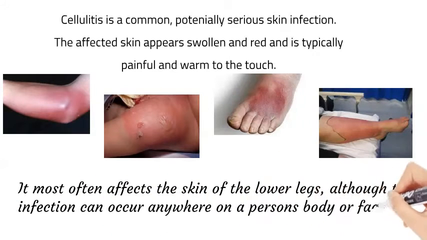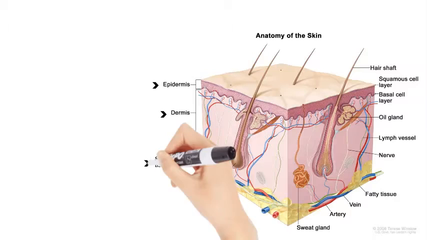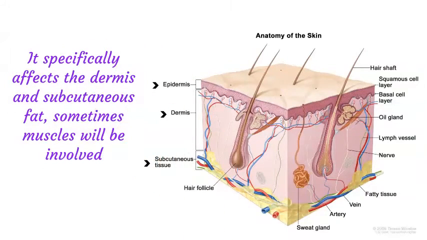It most often affects the skin of the lower legs, although the infection can occur anywhere on your body or face. So, to understand cellulitis, I want to explain the anatomy of the skin. This side profile is a cutout from your skin. This is the epidermis layer, the dermis layer, and the subcutaneous tissue. Cellulitis specifically affects the dermis and the subcutaneous fat. Sometimes muscles will be involved.